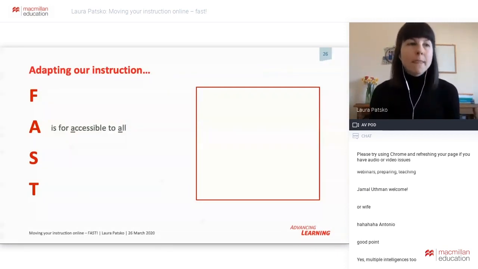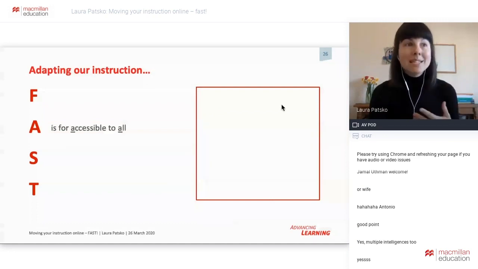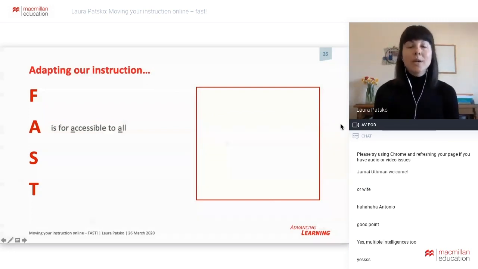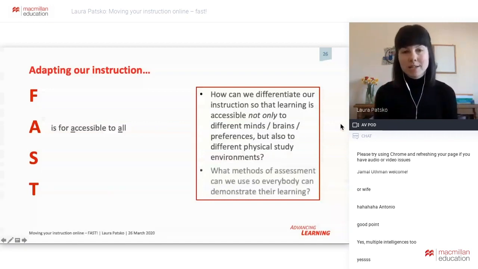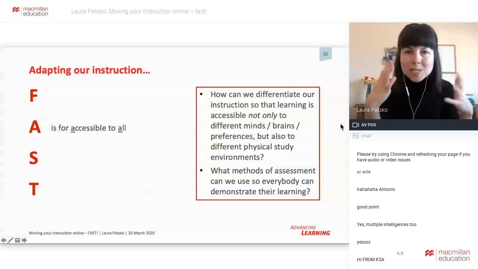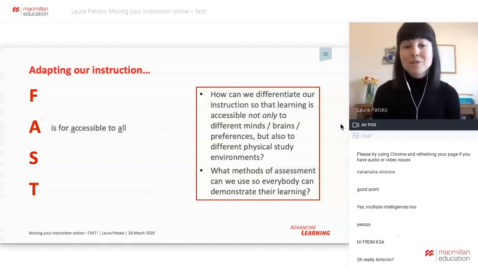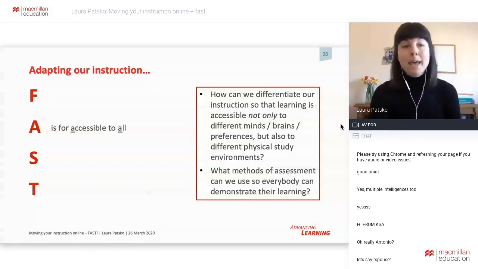And certainly we can't control that in the same way that we can control the classroom environment. So here, what I mean is to ask yourself questions like, how can we differentiate our instruction so that the learning is accessible not only to different minds or brains or preferences, but also different physical study environments? And what methods of assessment can we use so that everybody can demonstrate their learning?